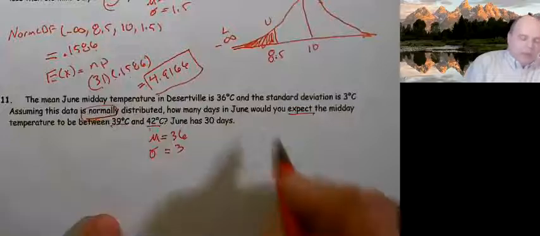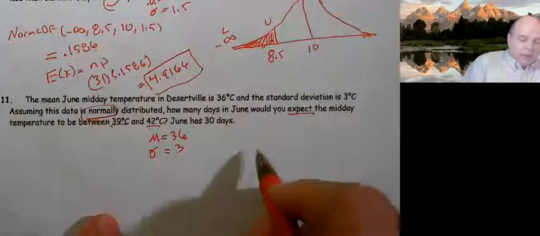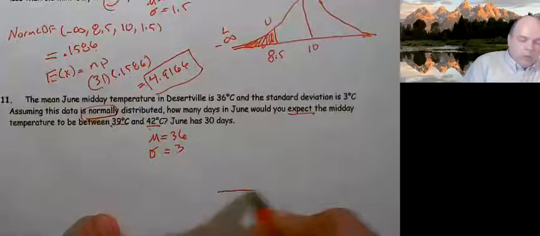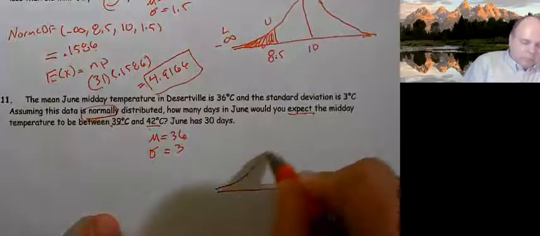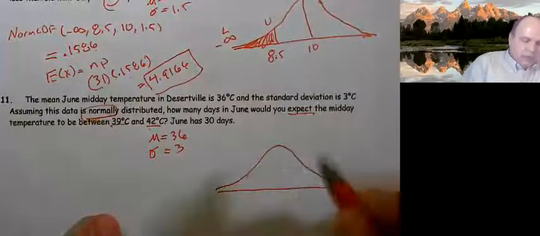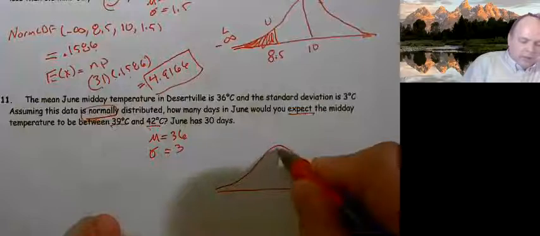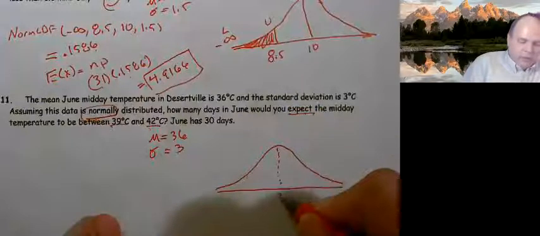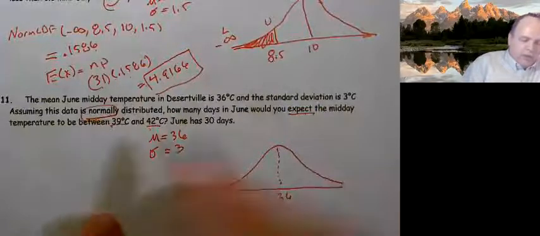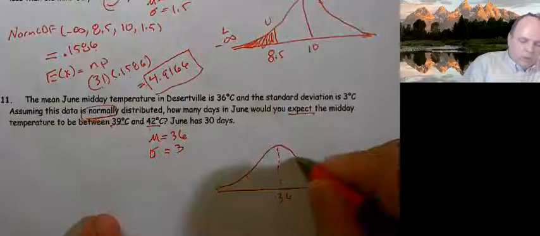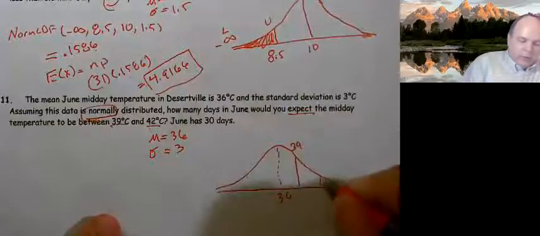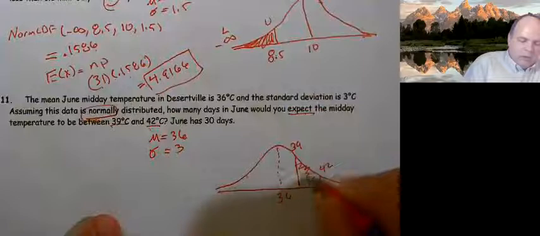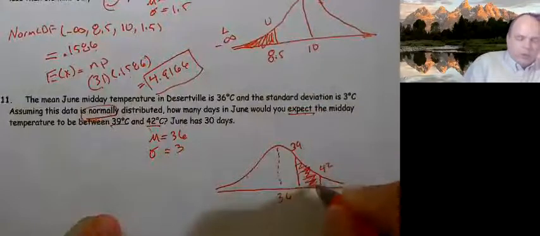Once again, this is a problem kind of like the one above, where we're working with a normal, but we have to come back and do an expected value. So real quickly, our mean is here at 36. And we want between 39 and 42. Well, 39 is above 36, 42 is somewhere above that. So I'm looking for this area. This is my lower bound, this is my upper.